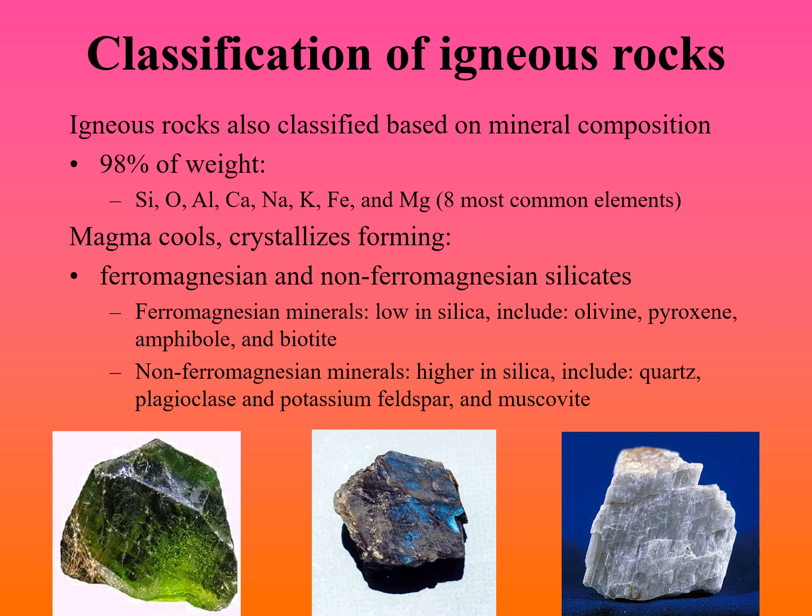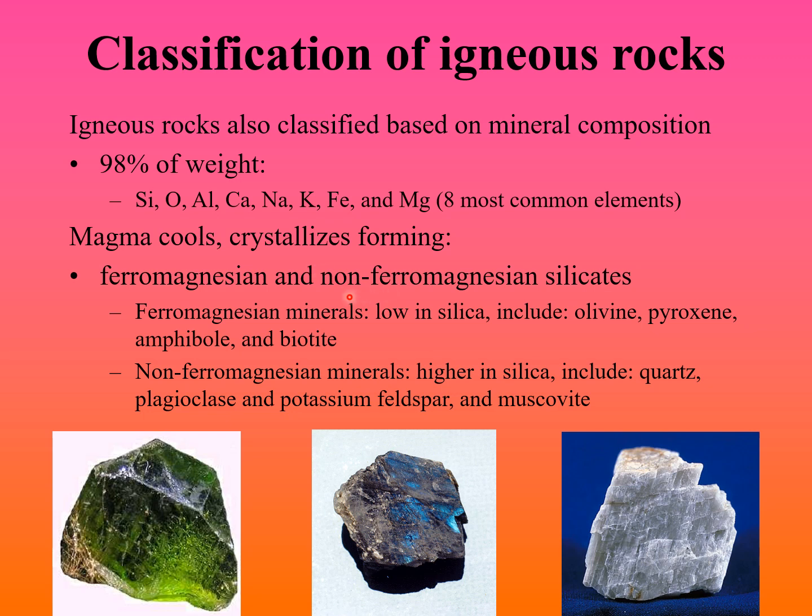So aside from textures or crystal size, we also have the composition. And we use that also to classify igneous rocks. 98% of the weight of all minerals at the surface are composed of silica, oxygen, aluminum, calcium, sodium, potassium, iron, and magnesium. Those are the 8 most common elements in the mantle and in the crust.